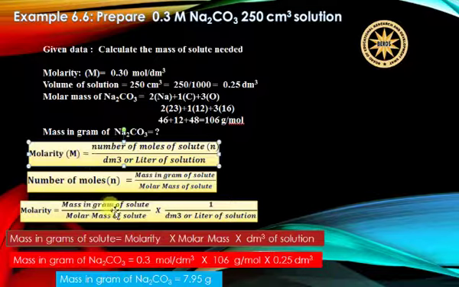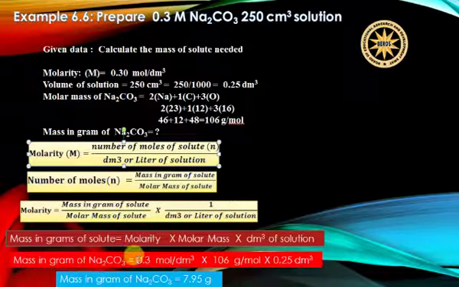So here in this formula we require mass in gram of solute. Mass in gram of solute is equal to molarity multiplied by molar mass. Where does this molar mass come from? This molar mass is in division, so it becomes multiplication with the molarity, and then decimeter cube or liter of solution is also in division, so it goes to that side and becomes a multiplication. So the formula becomes: mass in gram of solute is equal to molarity multiplied by molar mass multiplied by decimeter cube of solution. So here we have to calculate the mass in gram of sodium carbonate.